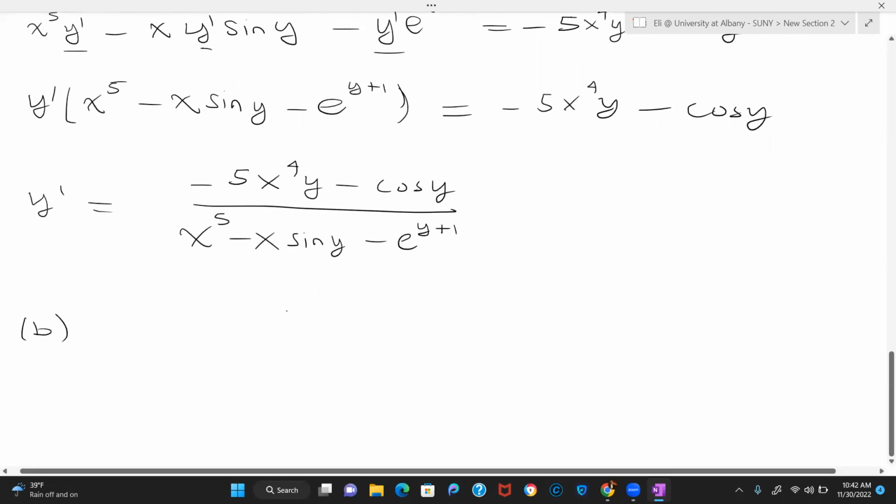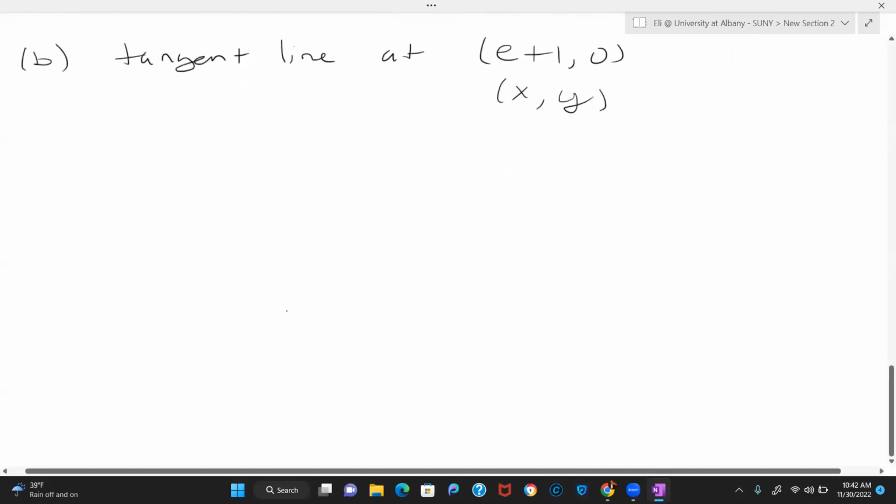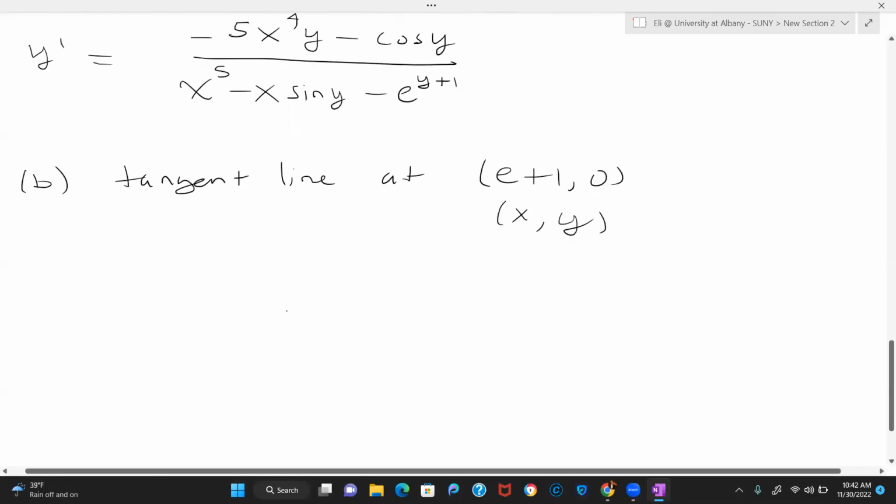For part B, now we want to find the tangent line at the point e plus 1, 0. So this is point x, y. All right, so what we need to do is we have a point, but we need a slope.